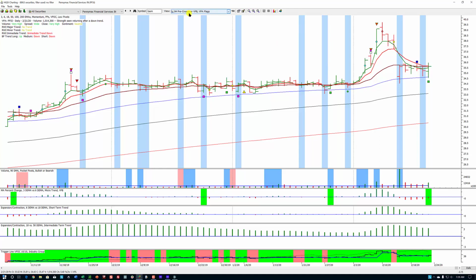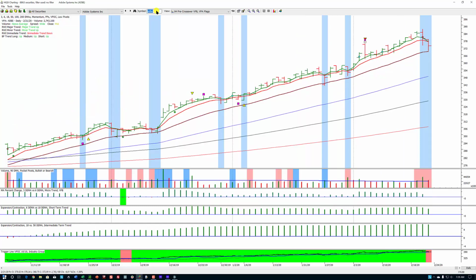Now by creating this chart and attaching the VPA flags to this, I can put any stock in here, and let's just go to ADBE, Adobe. I'm just pulling this out, and you can see that clear back here, the conditions were met because, let me bring this up, the 3 was below the 6.